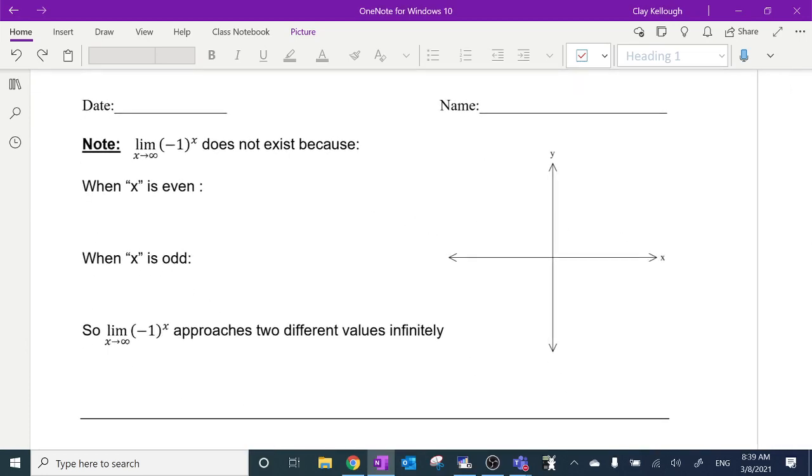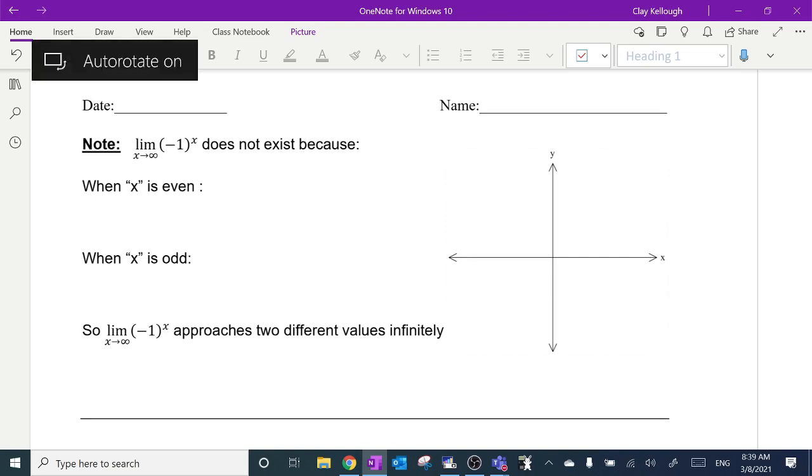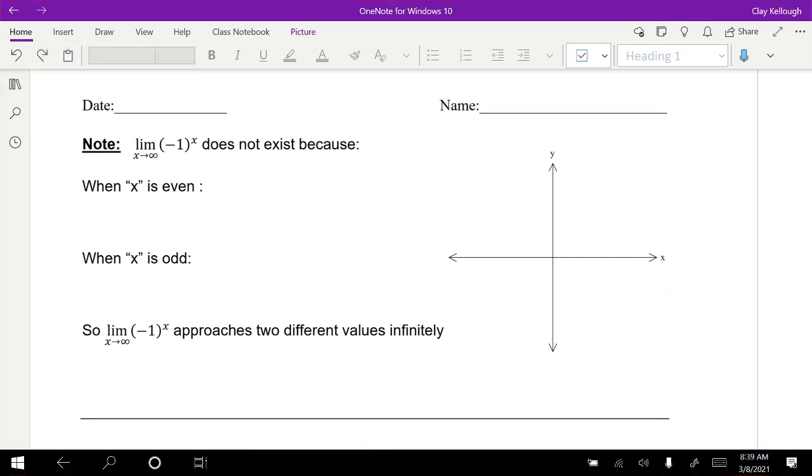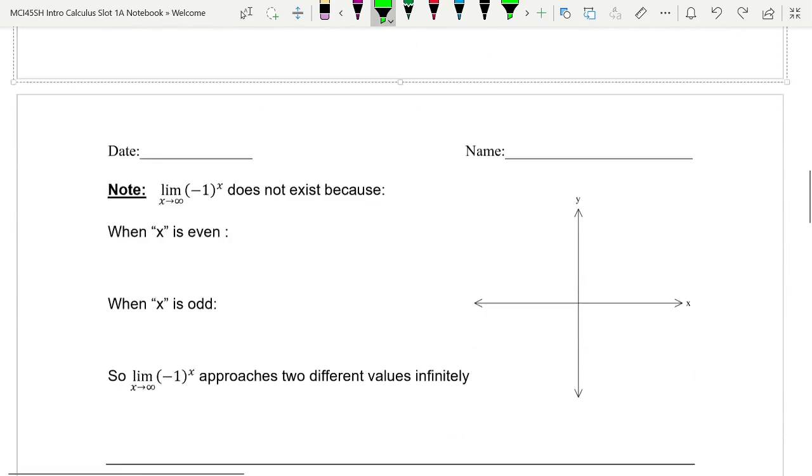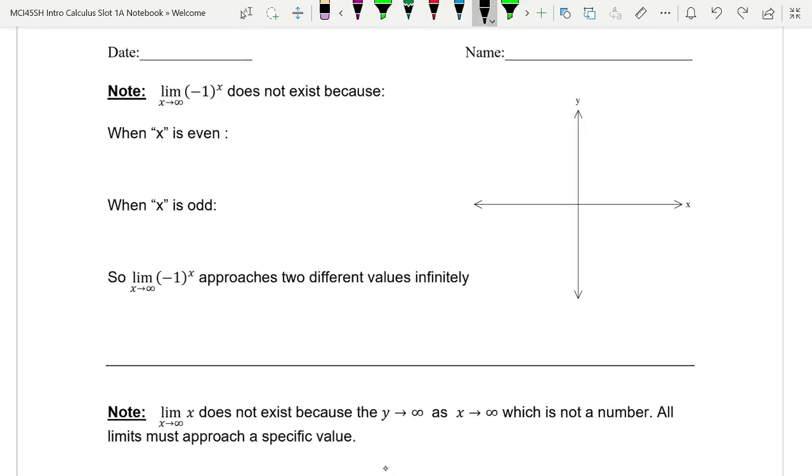This is an important thing to keep in mind. The limit as x approaches infinity of -1 to some power does not exist because when x is even, -1 to an even number just makes 1. But when x is odd, -1 to an odd power is -1. So the graph for this thing is going to look quite strange. Of course, 0 is even, so I'd get 1. And then at 1, I'd get my -1. And then at 2, I'd get this. So I'm going to get something like that.